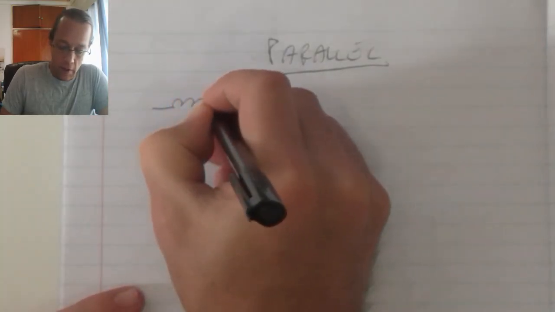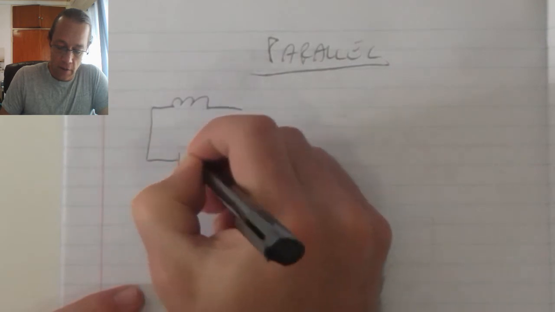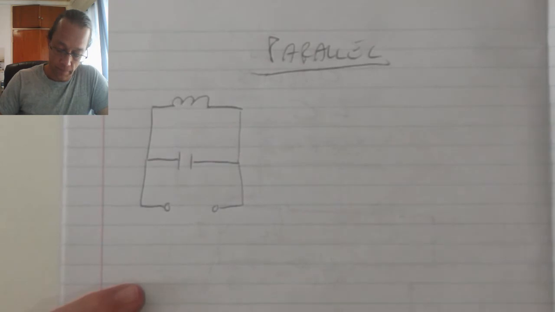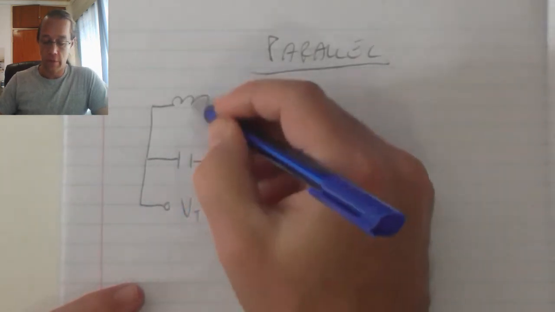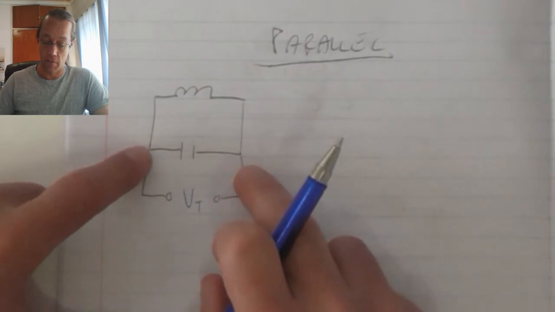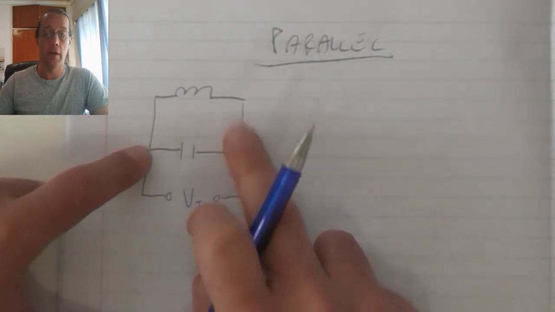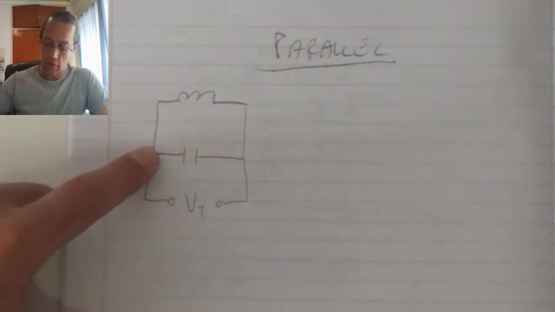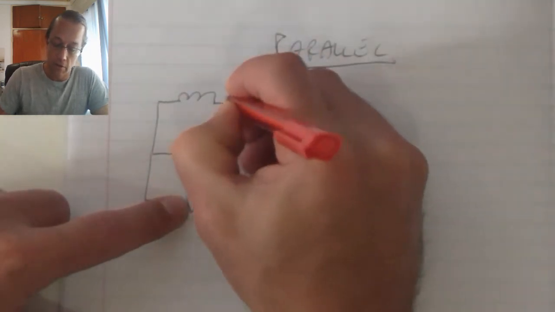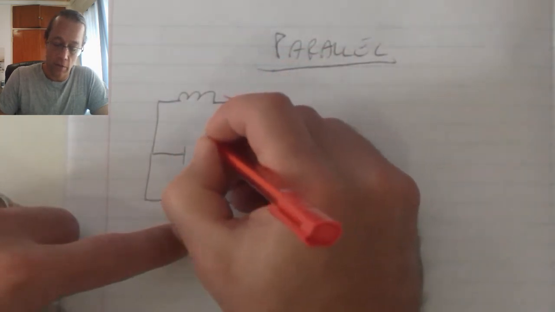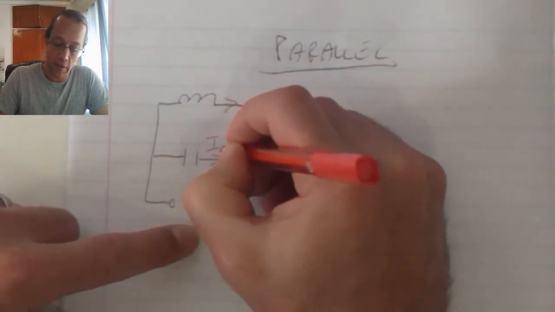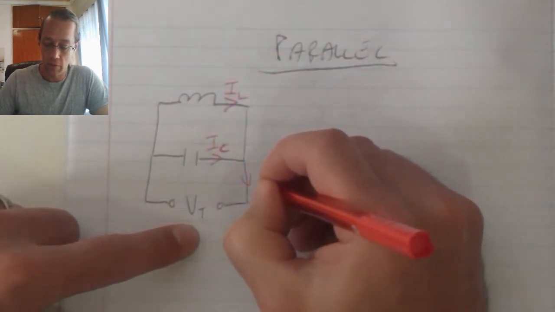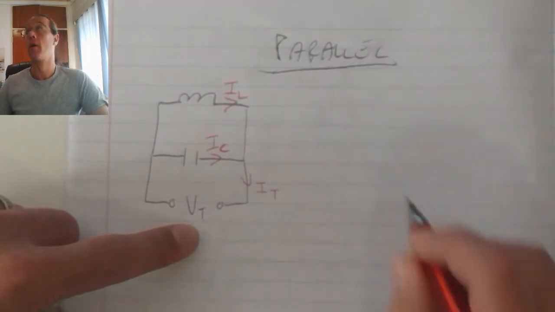When placing an inductor in parallel with a capacitor, and that in parallel with a total voltage supply, we know that the total voltage is the same on both components. We also know that the current is going to lead and lag depending on which branch we're looking at. So that total voltage is going to cause a separated capacitor current and a separated inductor current. Together those two will form my total current.